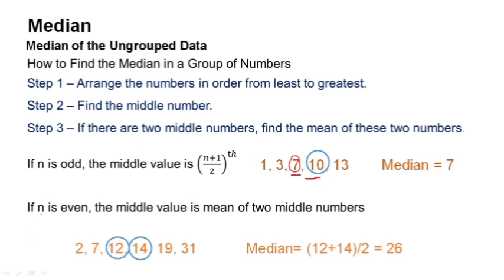If n is even, then you have to locate the two middle values as we have seen here. You have to find the average of these two values, and that will give you the median of this data set. It is very easy to find the median for ungrouped data.